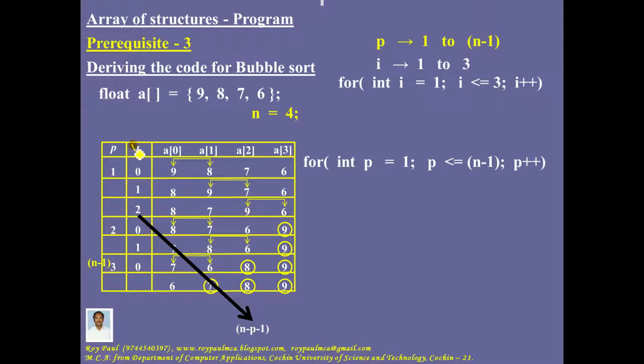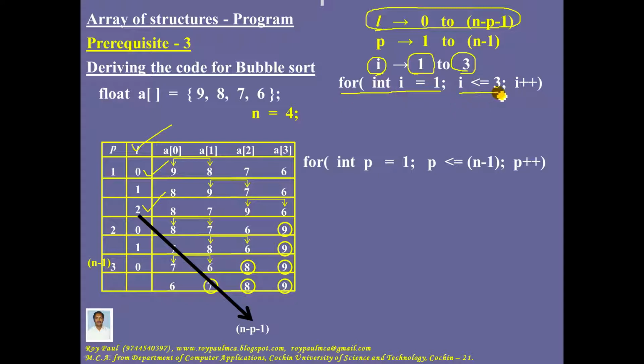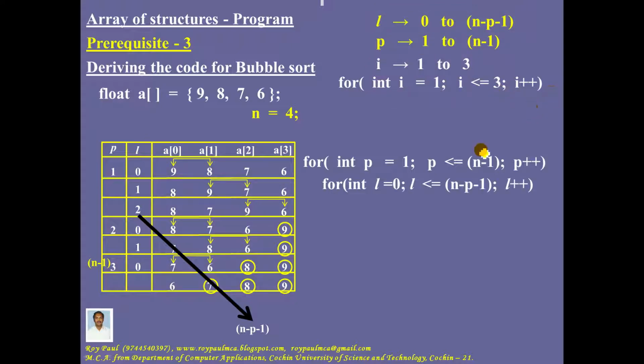So we can say L varies from 0 to n minus p minus 1. You can see that here L varies from 0 to n minus p minus 1. So this becomes L, this becomes 0 and this becomes n minus p minus 1. So your code will be for int L is equal to 0, L less than or equal to n minus p minus 1, L plus plus. The code is written here. For int L is equal to 0, L less than or equal to n minus p minus 1, L plus plus. Now the third line of code.